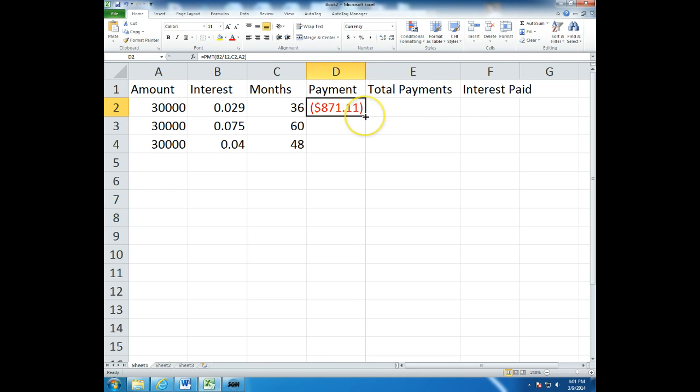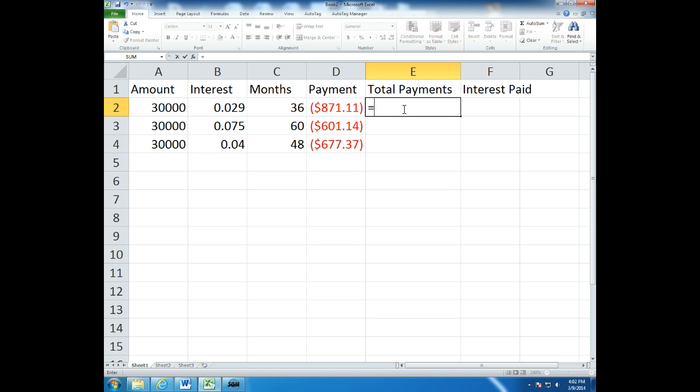I can actually take that payment and copy it down, and it will calculate my payment for the 7.5%, which looks like a better deal because it's less money, but we can see that it's for a lot longer term, which means I'm probably going to end up paying more money in total payments. And 677 is kind of somewhere in the middle on my 4% loan.